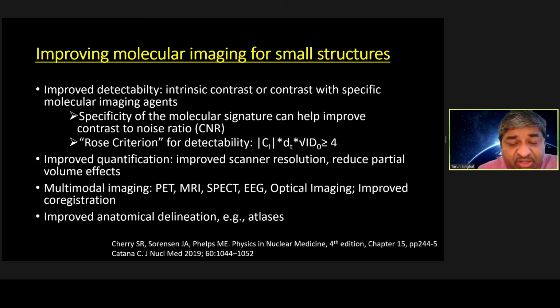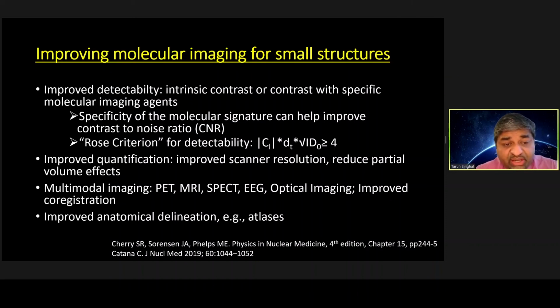So I hope I have presented a few examples of the value of imaging subcortical small nuclei and imaging of the cerebral cortical layers. And obviously we can attempt to do that based on improved detectability by improving the intrinsic contrast or contrast with specific molecular imaging agents. But in addition to just improving the detectability, we also want to improve the quantification by improving the scanner resolution and reducing partial volume effects.